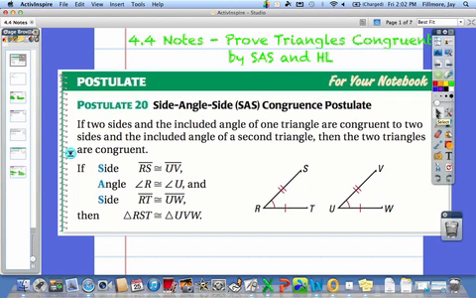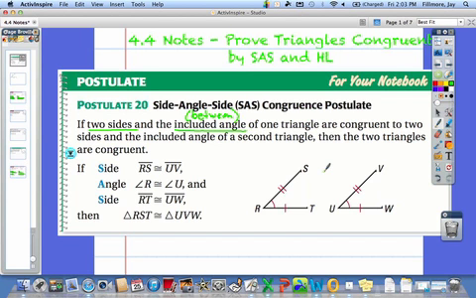The first one is a postulate, the side, angle, side congruence postulate, which states that if we have two sides and the included angle of one triangle congruent to two sides and the included angle of a second triangle, then the two triangles are congruent. The included angle is just the angle that's between the two sides, or formed by the two sides.